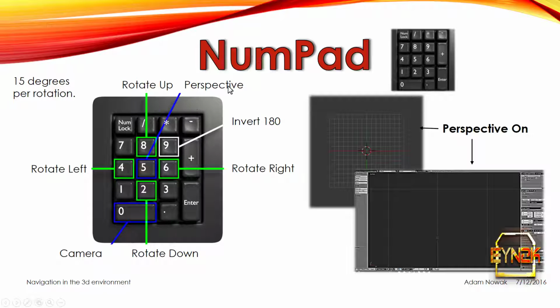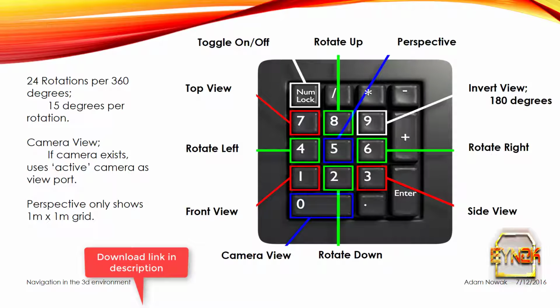5 will also toggle on perspective mode. Sometimes you might click this and wonder where the grid has gone. This is often because we've simply clicked 5 on the numpad. Here is a single page of all the buttons on the numpad, so you can download and print it.